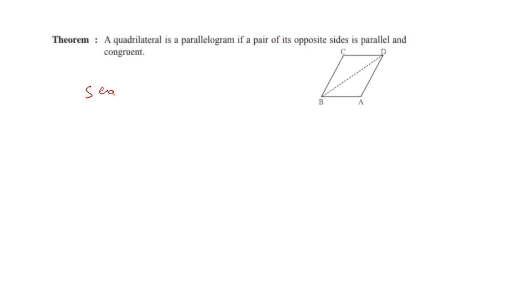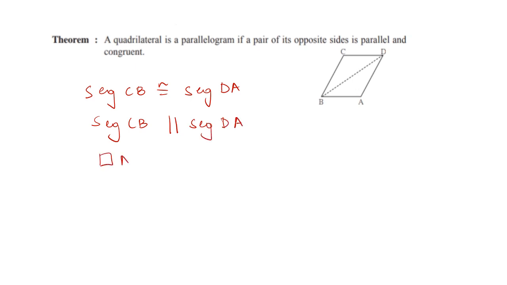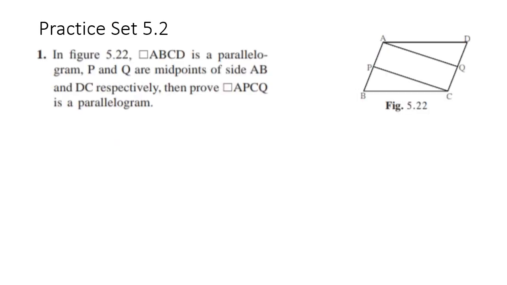I'll write down here that if segment CB is congruent to segment DA and segment CB is parallel to segment DA, then we can say that quadrilateral ABCD is a parallelogram. Okay, so you need not solve the theorem, but yes, you need to know the reasons for it. Okay, let's solve the practice set 5.2.